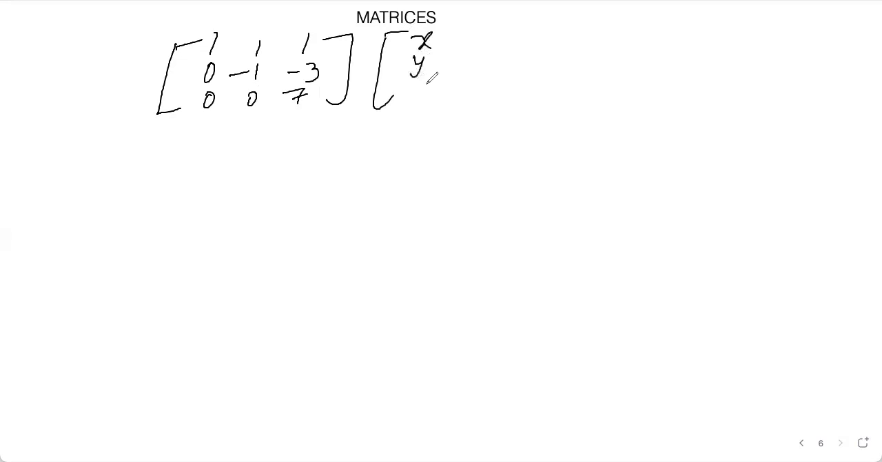So that is, it is 1 1 and 1. Okay. And this is 0 minus 1 minus 3, right? And 0 0 7, right? And this would be corresponding to x, y, and z, right? Which is equal to 4, minus 7 and 12, right?